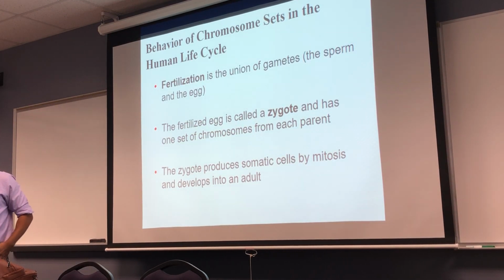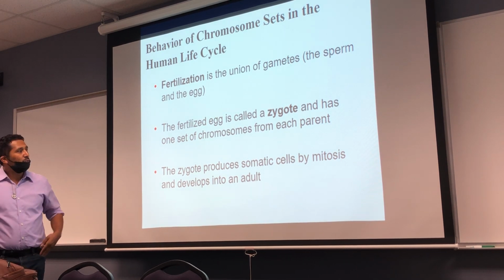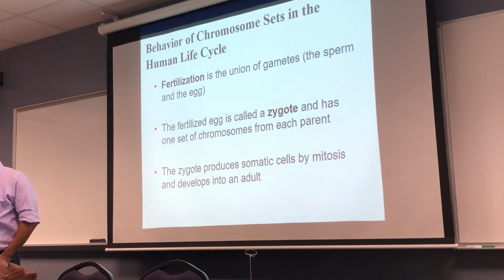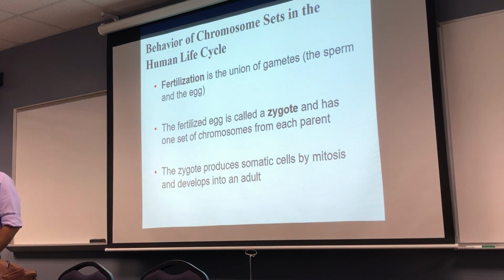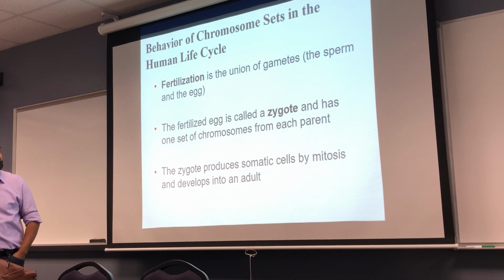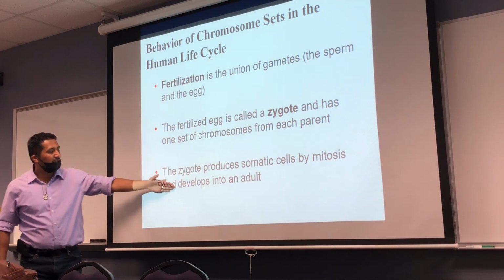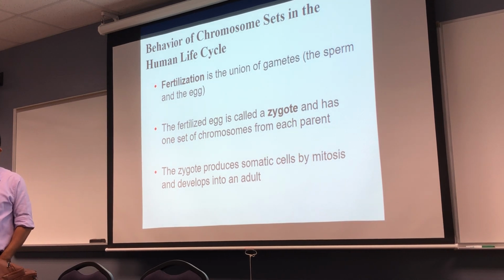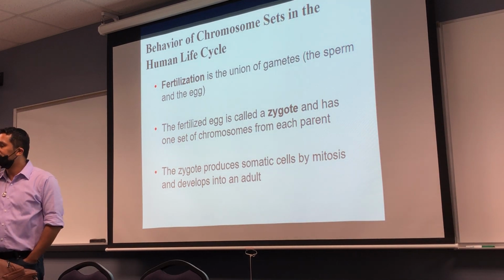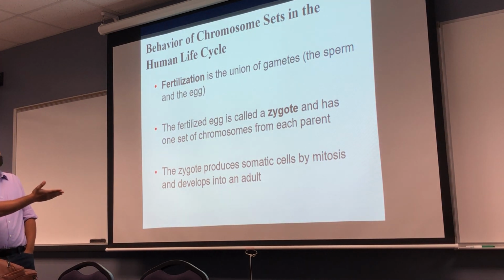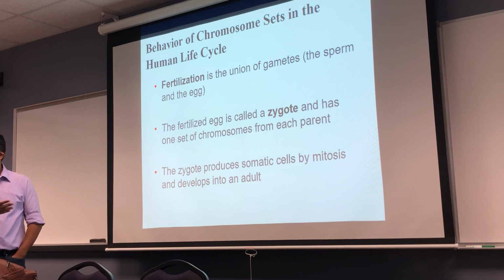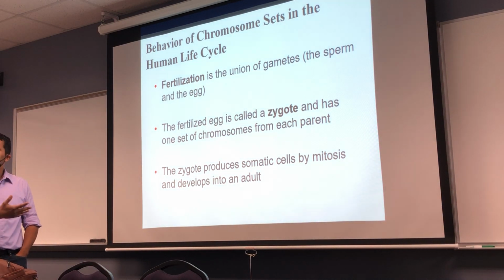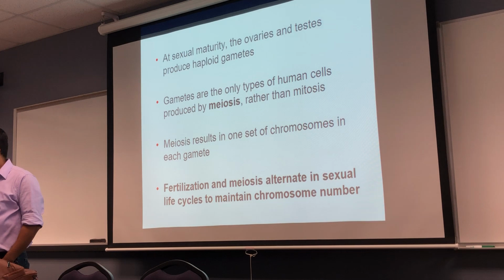Okay. So here, that's what you have in fertilization, the union of the gametes, the sperm and the egg. And once this happens, the fertilized egg is called the zygote, and it has one set of chromosomes from each parent, so diploid. One from dad, one from mom. The zygote will produce somatic cells by mitosis, and that develops into an adult. So you see the role of mitosis. Meiosis, the role for that will be to produce the haploid cells, the gametes. The role of mitosis in this case will be growth and development, repair, tissue renewal whenever needed, right? So that's the role of mitosis.